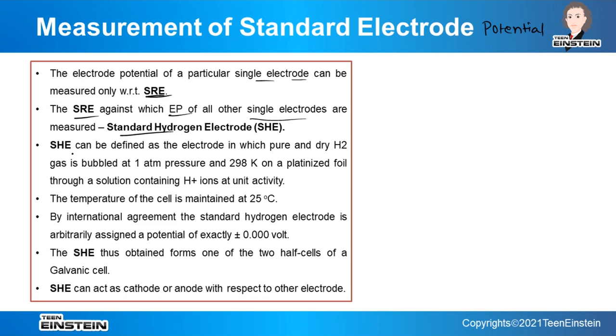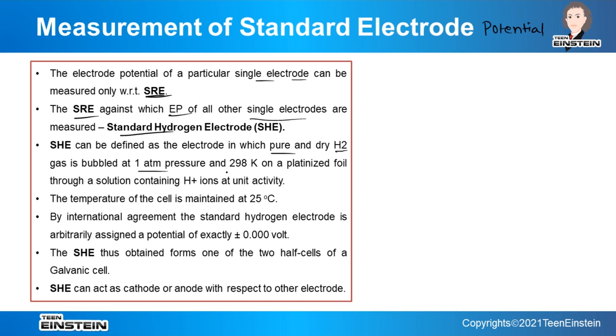Now in this SHE system, the electrode is one in which pure and dry hydrogen is bubbled at 1 atmosphere. So here we have to fix all the concentration and pressure terms, that is, we have to be sure that they are in standard state. So what is the standard state we have considered here? As the system is H plus, H2, the partial pressure must be expressed in atm. So it is taken as 1 atm.